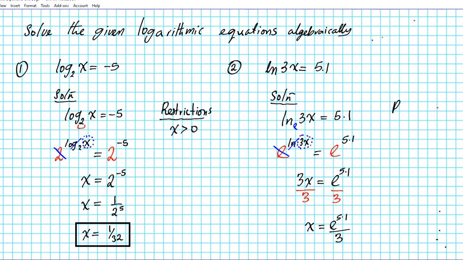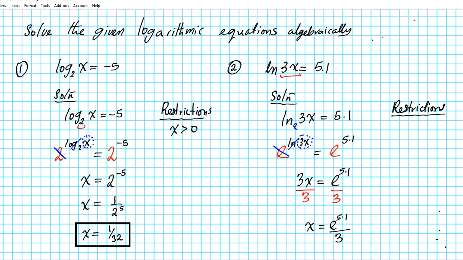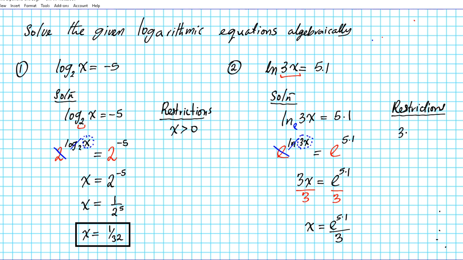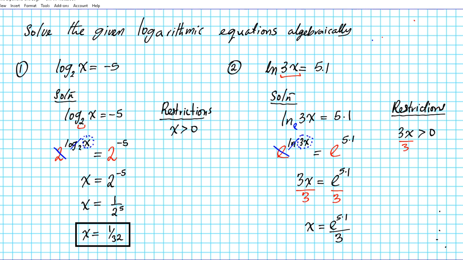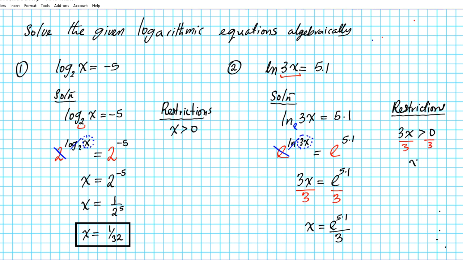So let's consider the restrictions. What are the restrictions on this particular problem? You take the logarithmic argument, namely 3x, and the requirement is that whatever you plug into the log function has to be greater than 0. So 3x has to be greater than 0. Let's solve that. Divide both sides by 3, and then we have x is greater than 0.